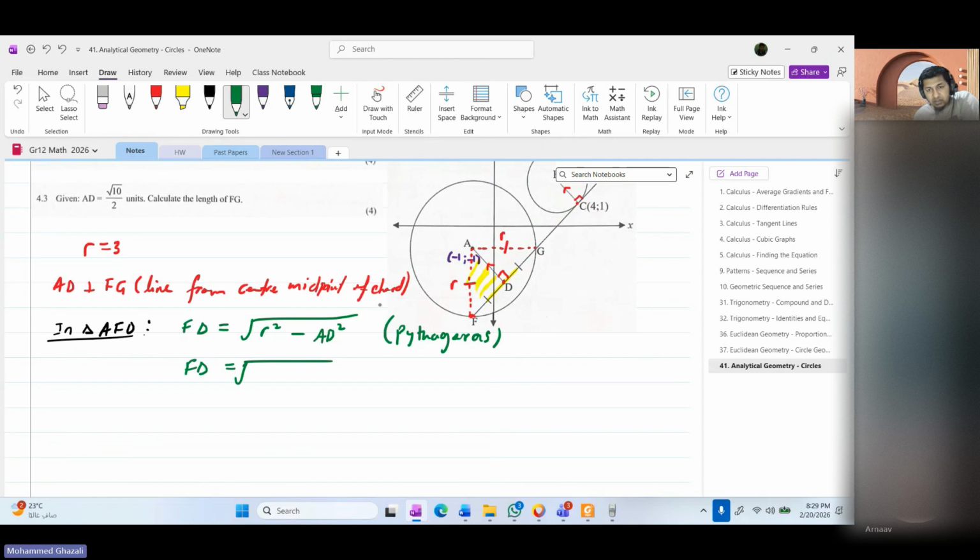So what's R squared? R squared is 9 because R is 3. That's 9. And what's AD squared? AD is root 10 over 2. So we can just add root 10 over 2 squared. You can put 3 squared here if you want. Nine minus, that's 10 over 4. That will be 5 over 2.